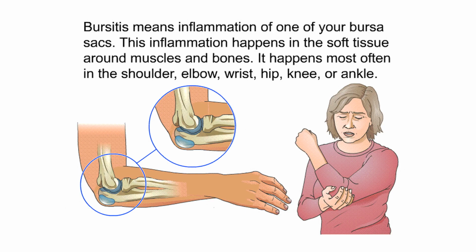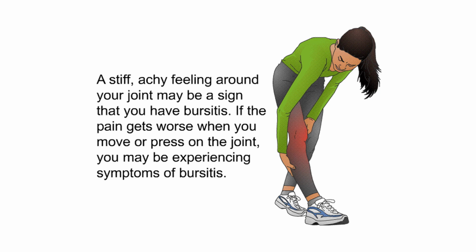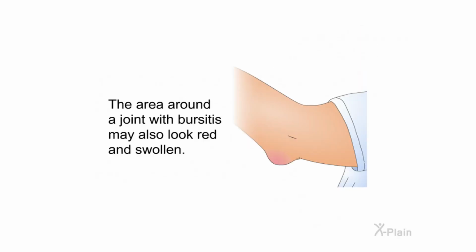Symptoms. Bursitis means inflammation of one of your bursa sacs. This inflammation happens in the soft tissue around muscles and bones. It happens most often in the shoulder, elbow, wrist, hip, knee, or ankle. A stiff, achy feeling around your joint may be a sign that you have bursitis. If the pain gets worse when you move or press on the joint, you may be experiencing symptoms of bursitis. The area around a joint with bursitis may also look red and swollen.